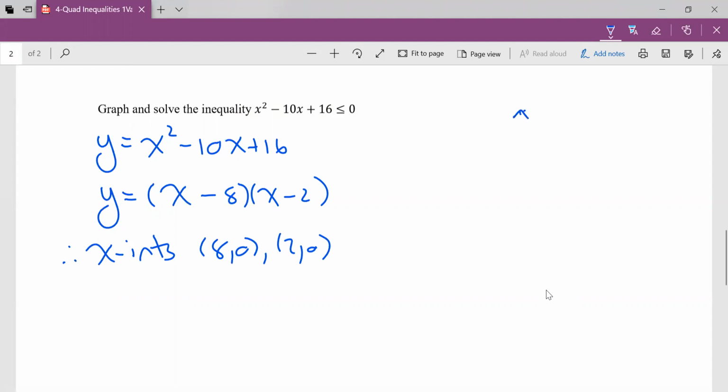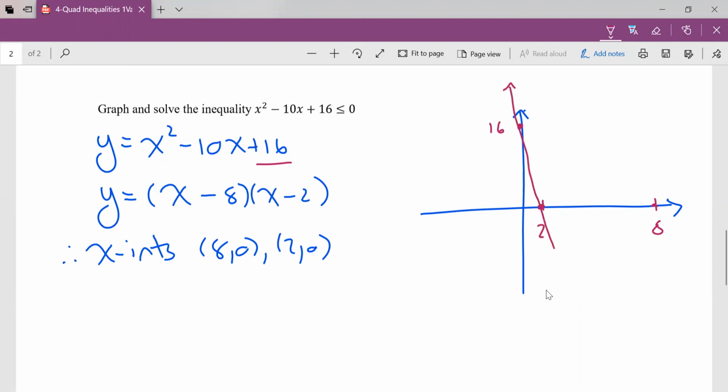Well, I'm in standard form here, so my lead coefficient's positive, so I know I'm opening upwards. I know my x-intercepts are at 2 and at 8. And I also know from the constant term that my y-intercept is way up here at 16. Okay, very roughly, friends, there's my parabola. It's not very pretty.